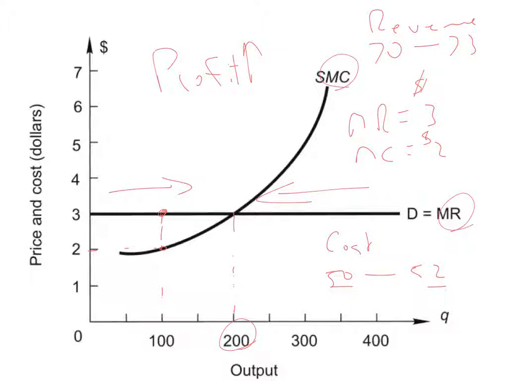So what's happened to profit? Well, revenue minus cost, 70 minus 50, is 20, compared to the 1 unit increase. Revenue is 73, cost is 52, so the profit has gone up to $21. So our profit has increased by $1.